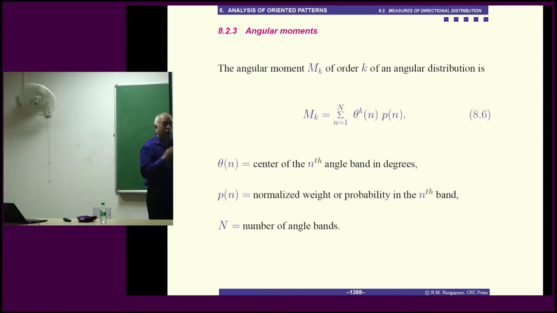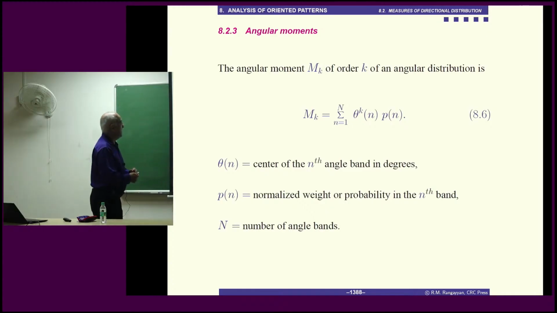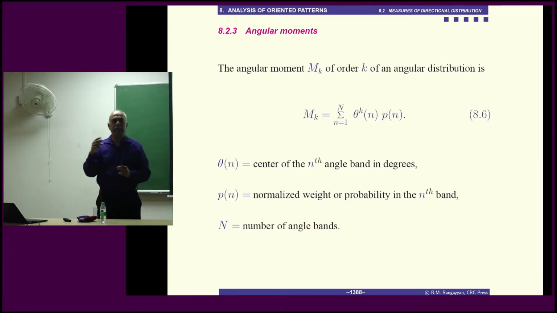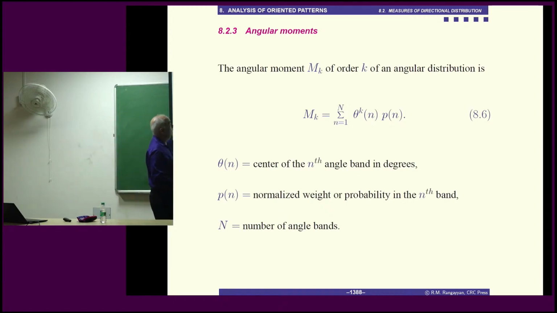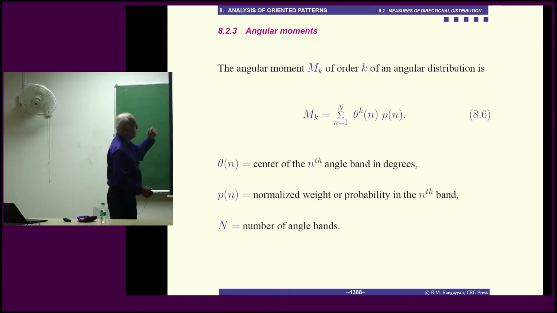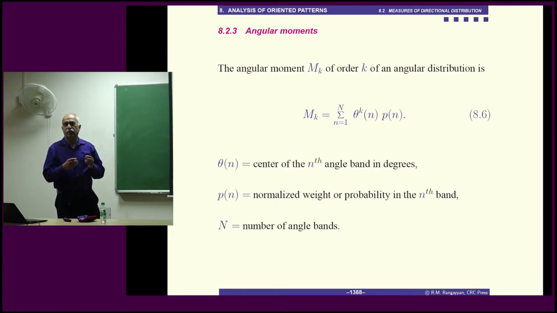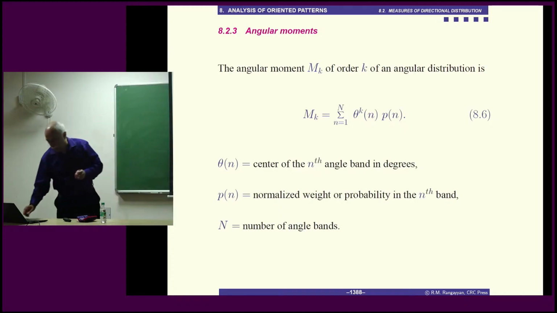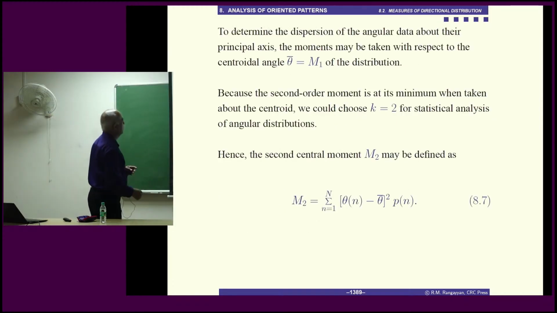So suppose somehow you got this distribution, Pn. Pn is the normalized weight or probability for the nth angular band. 0 to 180 degrees, you may break into 10 bands of 18 degrees each, or 18 bands of 10 degrees each, however many bands you want. And theta n is the center of the nth angle band in degrees or radians, as you wish, and take the moment. N is the number of angle bands. That is a moment of the angular PDF, angular probability density function, or distribution function of some kind. You will see examples of this as we go through this chapter.